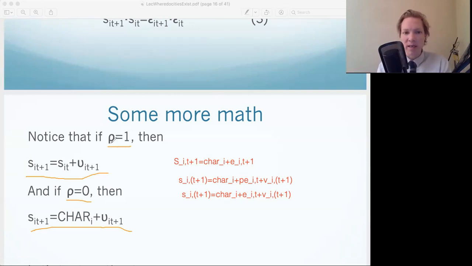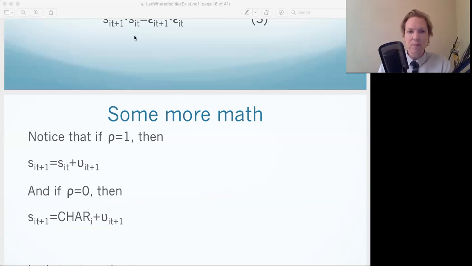What we're going to try to estimate is this. If this is 1, if rho is 1, that tells us that the shocks really matter. The shocks persist. If rho is 0, that tells us, nope, underlying characteristics are what's important. Okay, so how are we going to do this? All right.